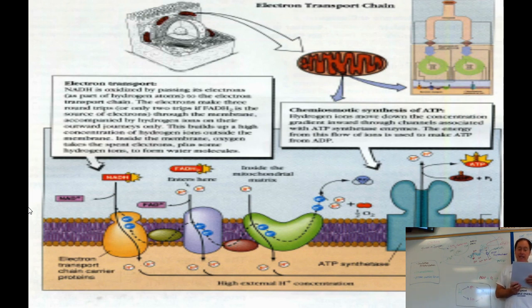Chemiosmotic synthesis of ATP. Hydrogen ions move down the concentration gradient inward through channels associated with ATP synthetase enzymes. The energy from this flow of ions is used to make ATP from ADP.